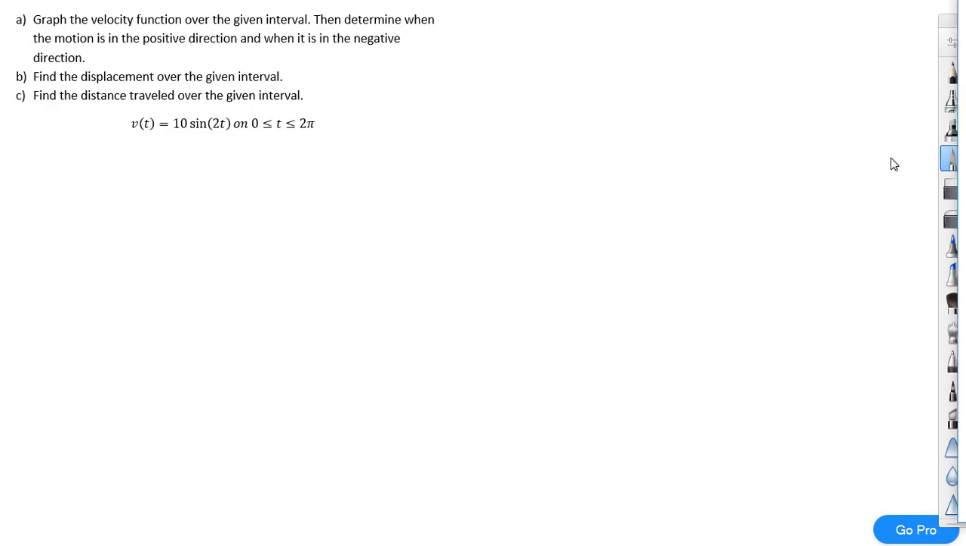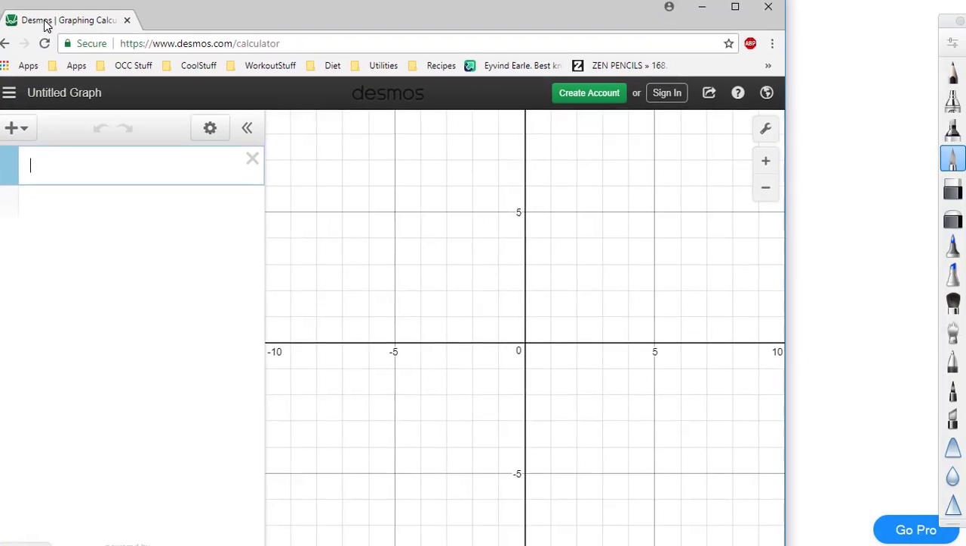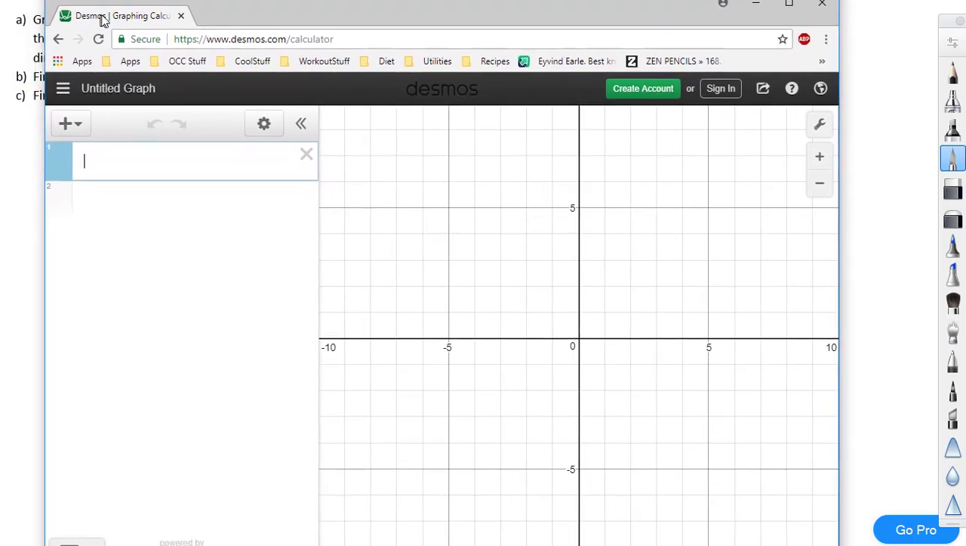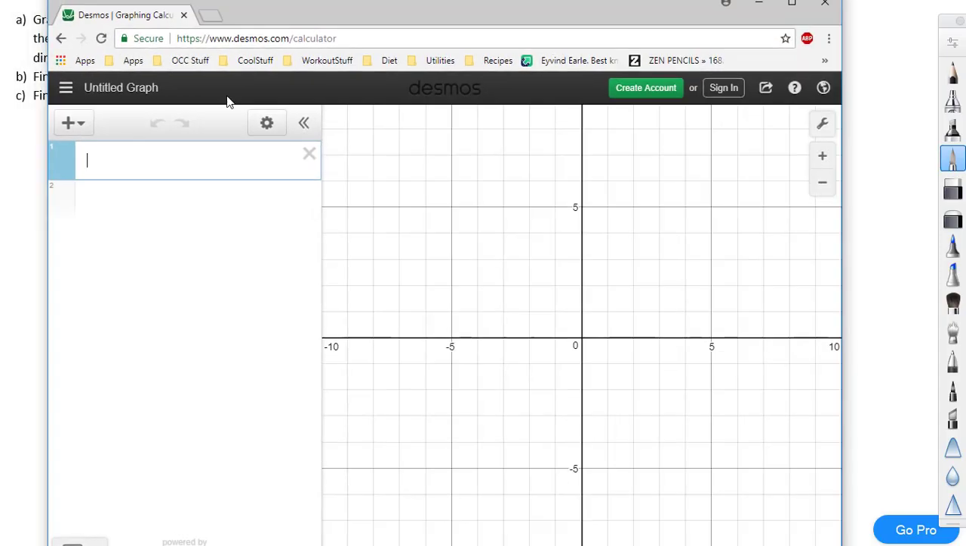There we go. So here is the website, Desmos, desmos.com/calculator. I'm just going to type in the function we were given. So y equals 10 sine of 2x.